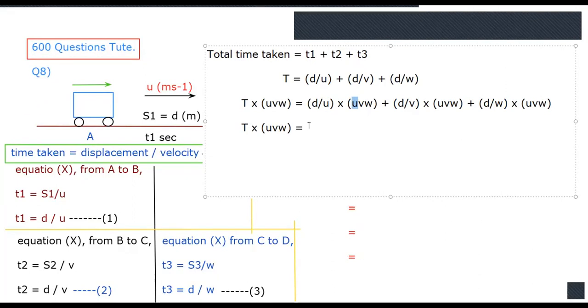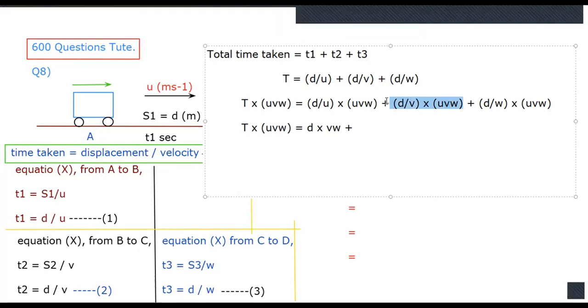So what are the remaining terms here? V and W. D into VW remaining. In the other term, what will happen here? This denominator V and this V will be cancelled out. Am I right? What's the term that cancelled out in the next step here? V cancelled out. So what are the remaining terms? U and W. U and W remaining.